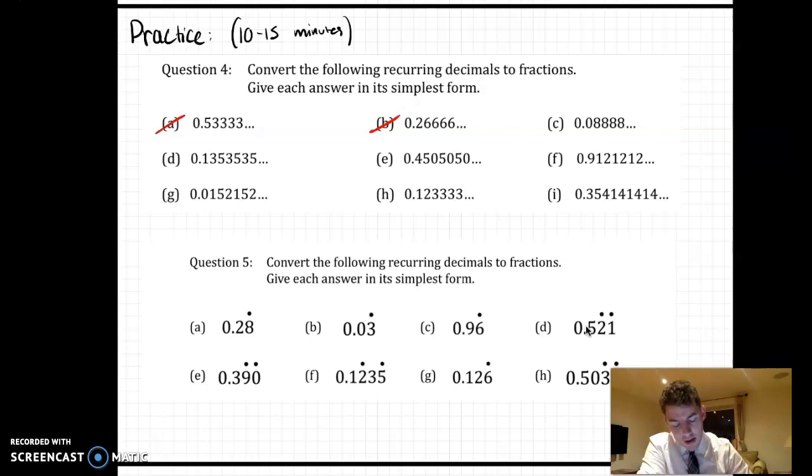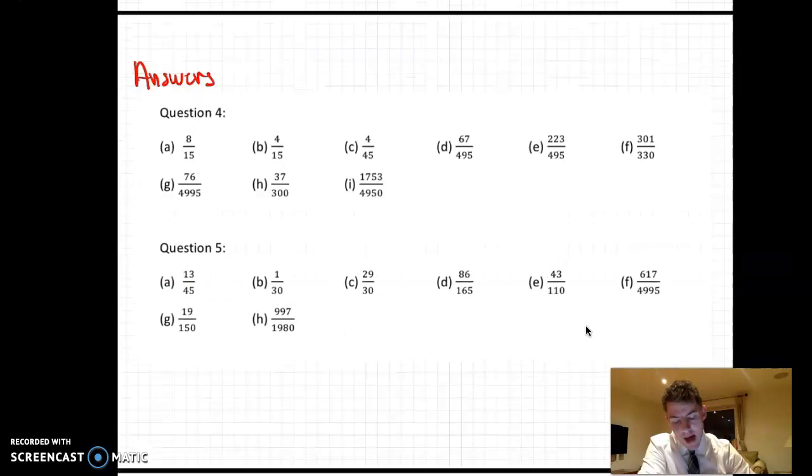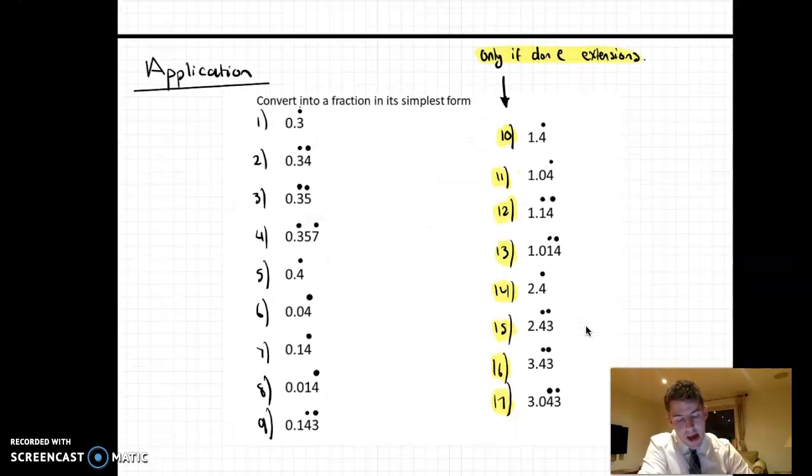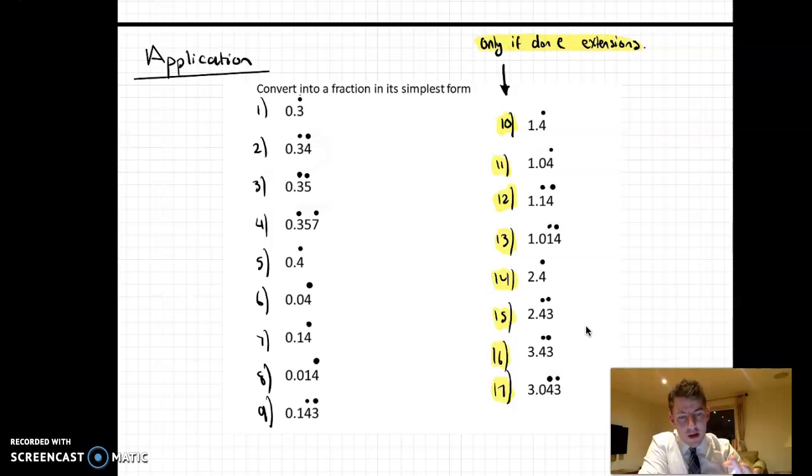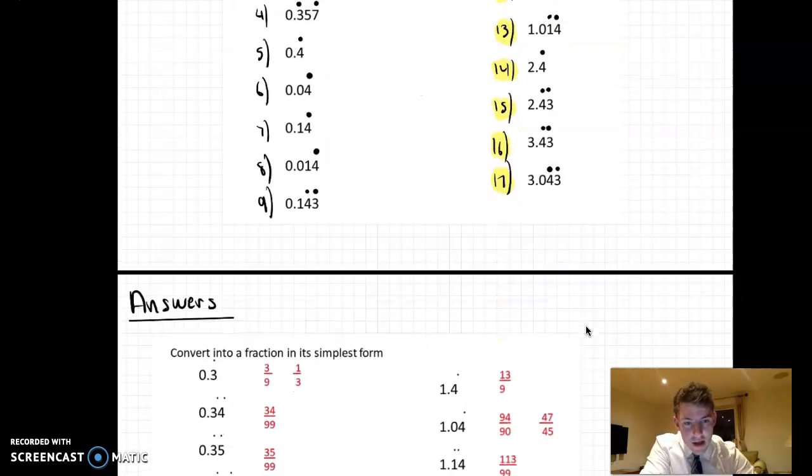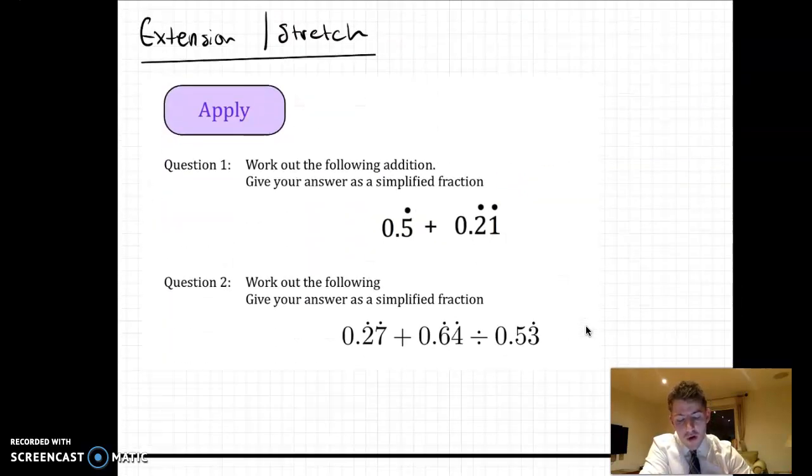Here's some practice questions. Have a go at them. Pause the video or use the slides. Answers are here. And when you're done, this is the application task. I want you to do questions 1 to 9, and only if you were comfortable and moved on to the extension earlier, do you do questions 10 to 17. And for those who want a little bit more homework and are really comfortable with the topic, this is an optional extension and stretch, and I will be marking anyone who does the application task and this extension.